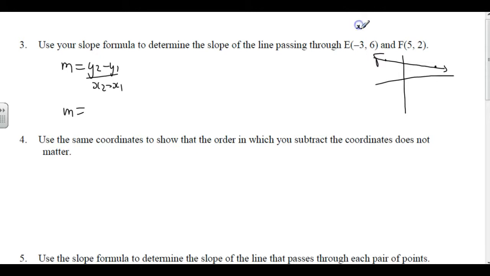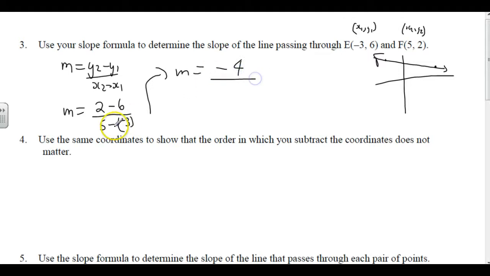So we're calling this x1, y1. And this is my second point, so it's x2, y2. So y2 is 2 minus y1. We're just substituting, right? Formula, substitution. x2 is 5 minus -3. So m is 2 minus 6 is -4 over 5 plus 3, which is 8, so -1/2.